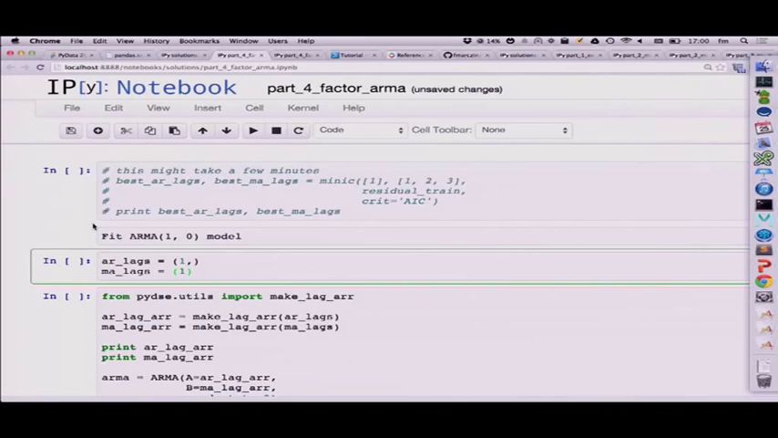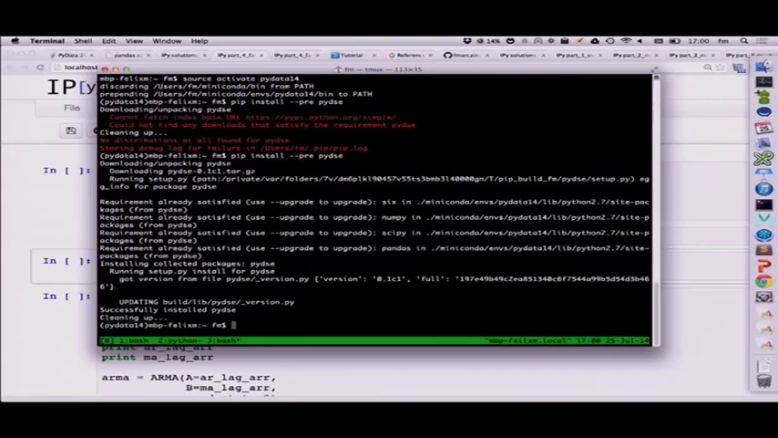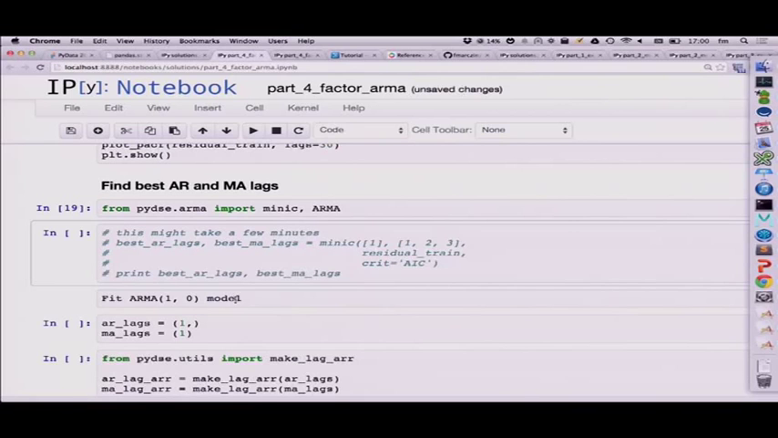Okay. So it should work now? Yes. Okay, just remove that part.